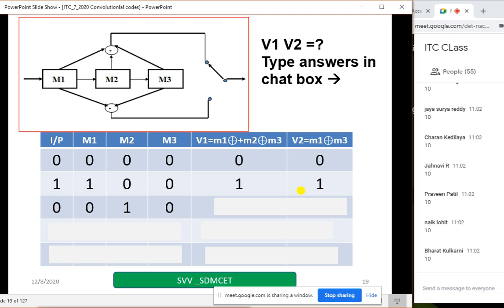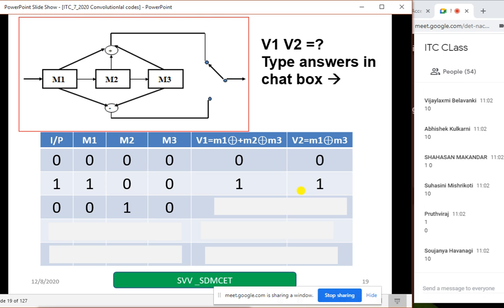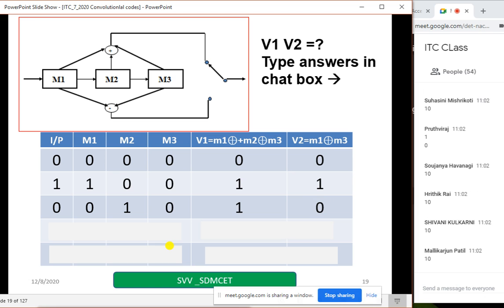Very good. Everybody is typing a perfect answer. 1 0. Srijana, Simran, Vinay, and Priya Patil, Abhay, Rahul, Preeti, Devidas, Amrita, Pragati, Abhishek, Vijayalakshmi, Prithviraj, and Hritik Rai. 1 0. Correct. Now let us take another.